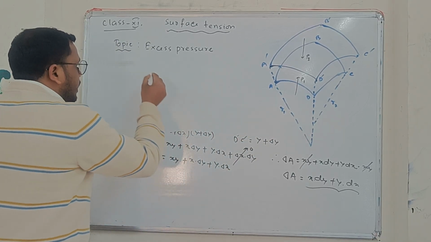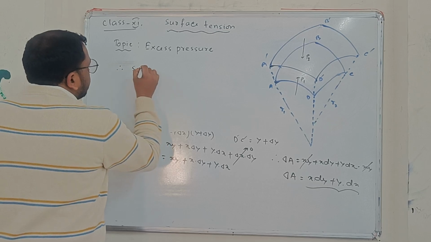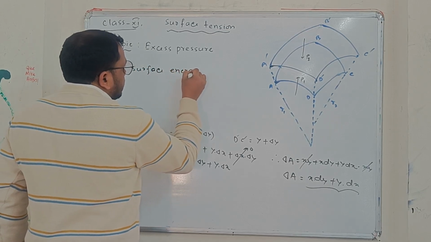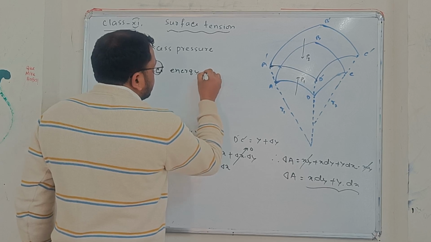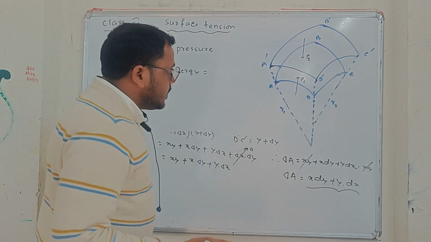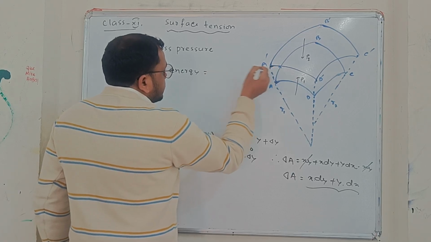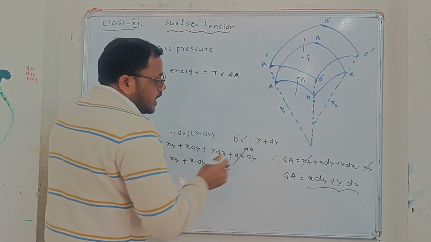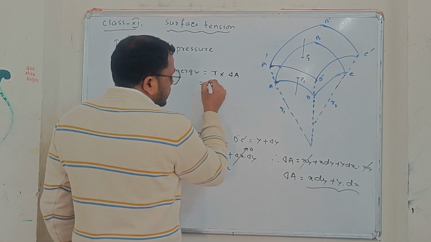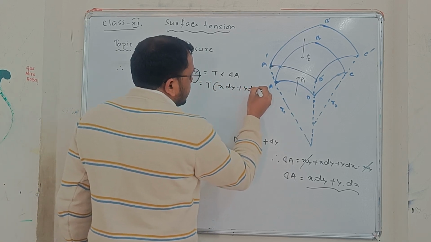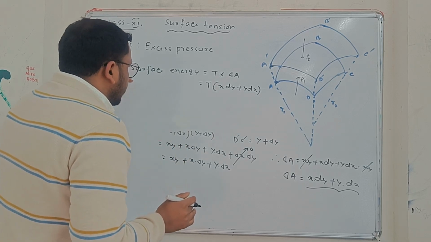So now I will find the surface energy. We know the surface energy means surface tension into changing area. We consider the surface tension of the thin film to be T. Then the surface energy is T into delta A, where delta A is the changing area, so T into (x dy plus y dx). This is the surface energy.